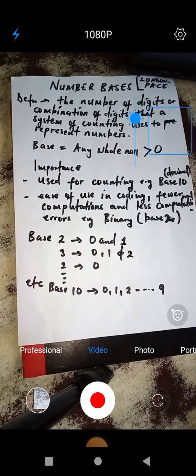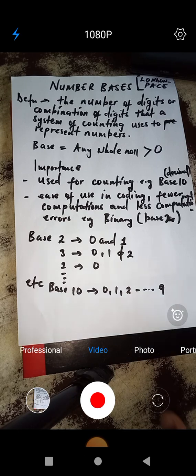to another importance, which is ease of use in coding. Fewer computations and less computational errors, e.g. binary. We're talking of base 2. Binary is base 2, right? The numbers in base 2 are 0 and 1. Binary base 2 can be used in electrical circuits. For example, 0 means off, and 1 means on. We'll explain more on this when we do mathematical discourse and structures.